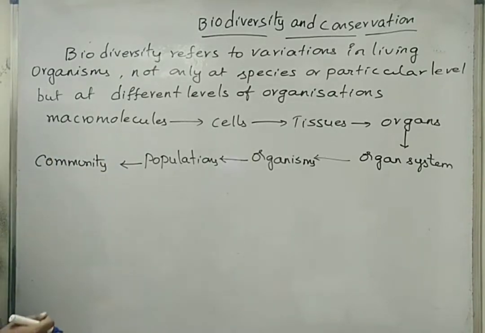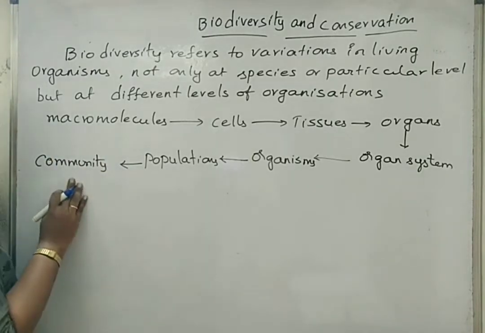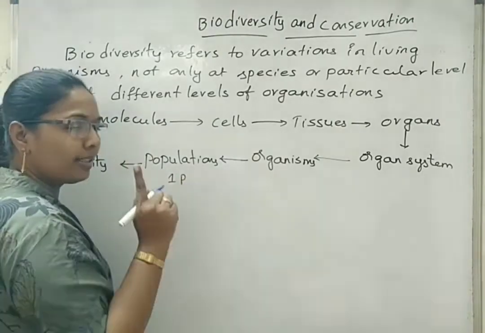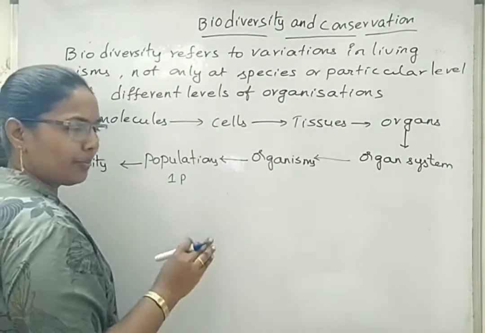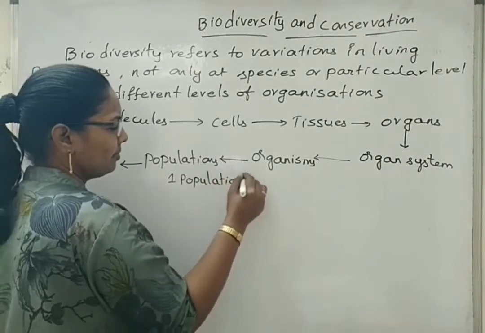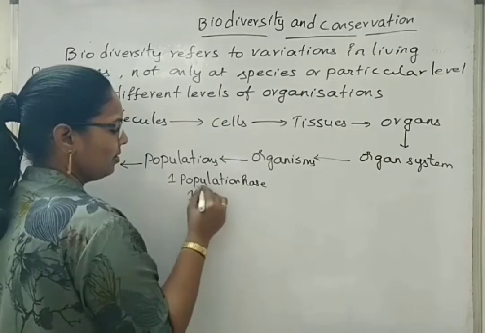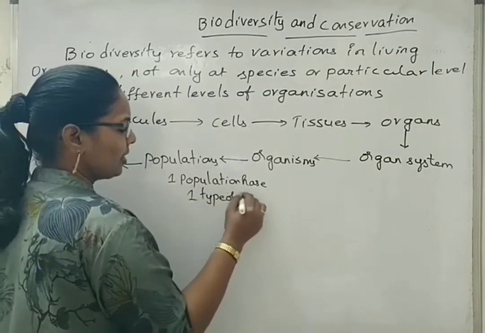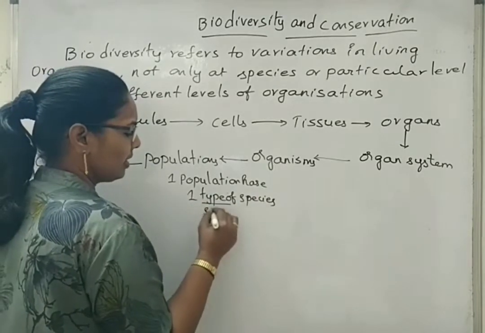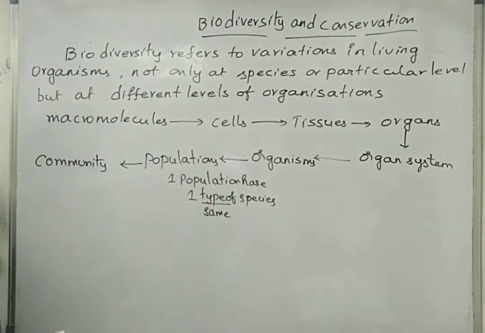In terms of species, if we differentiate the populations from community, one population has only one type of species, the same species. One population has one type of species. Here we can use same type of species.